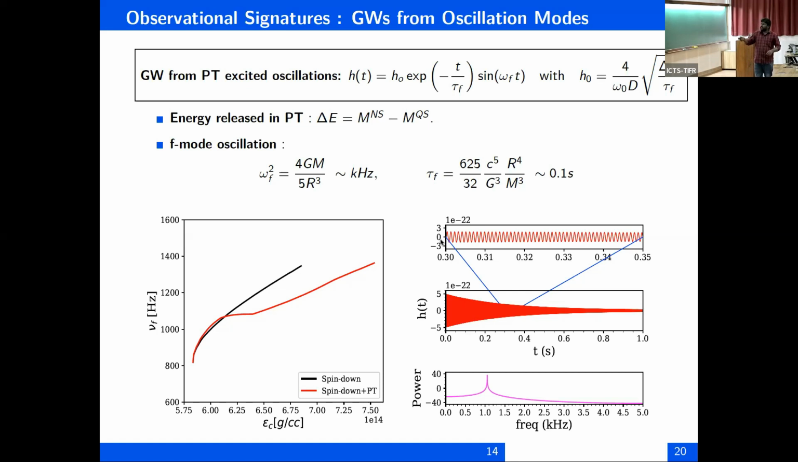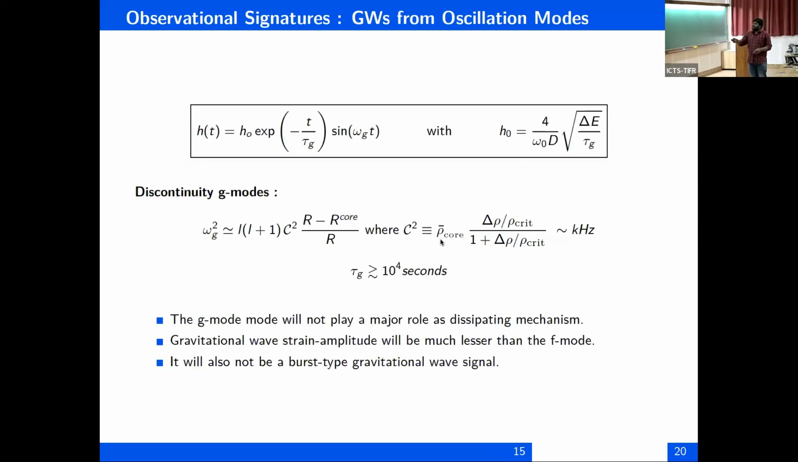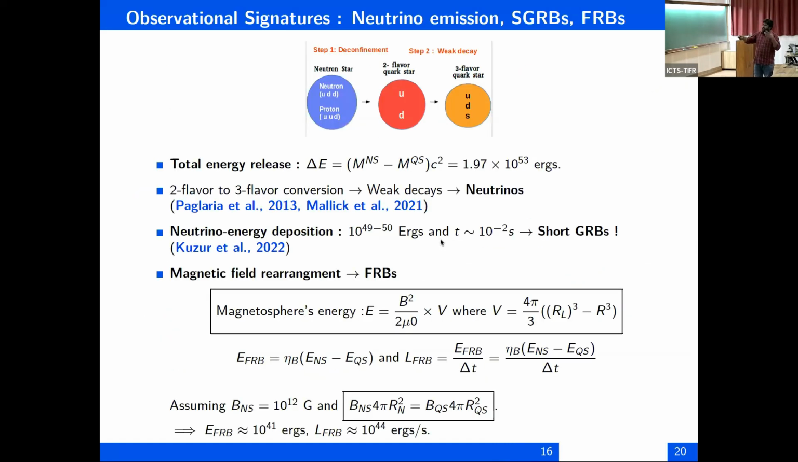One more minute to conclude. There can also be other emissions. As I told, the neutron star to quark star conversion happens by a weak decay step. First there's a deconfinement, and there's a weak decay after that. The weak decay leads to some neutrino emission. The neutrinos, when they are emitted, can give rise to a short gamma ray burst. Also, since the quark star is more compact than the neutron star, the magnetic energy present in the atmosphere can get converted into a fast radio burst.